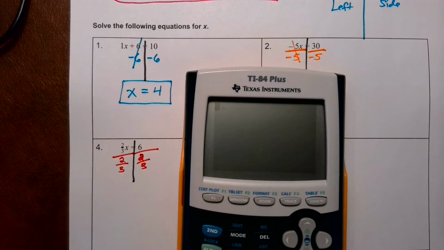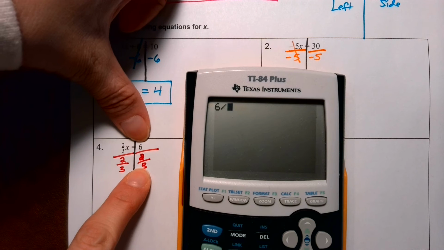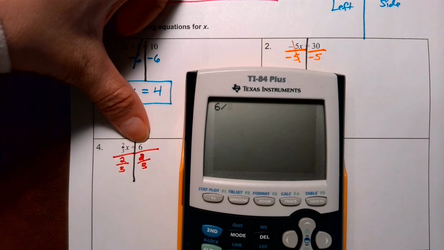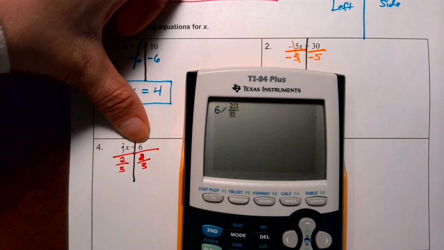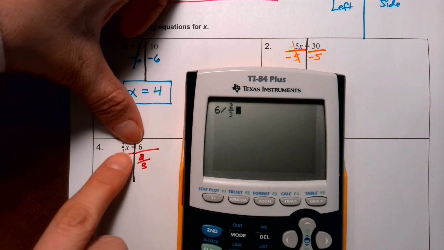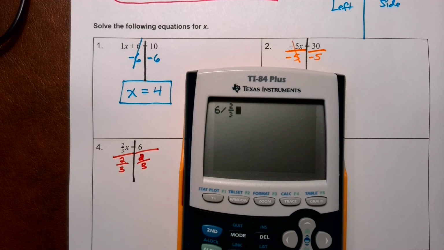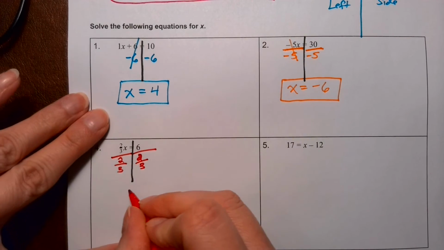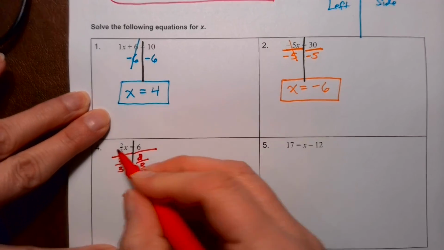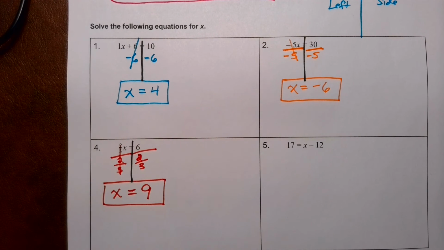I'm going to use my calculator to help me with this one. I need to take 6 and divide by the fraction 2/3. So I'm going to get the fraction command, alpha y equals, and the fraction is 2 over 3. Let's just make sure I set this up right. 6 divided by the fraction 2/3, and the answer is 9. So over here on the right-hand side I got 9. On the left-hand side we have x. X equals 9.